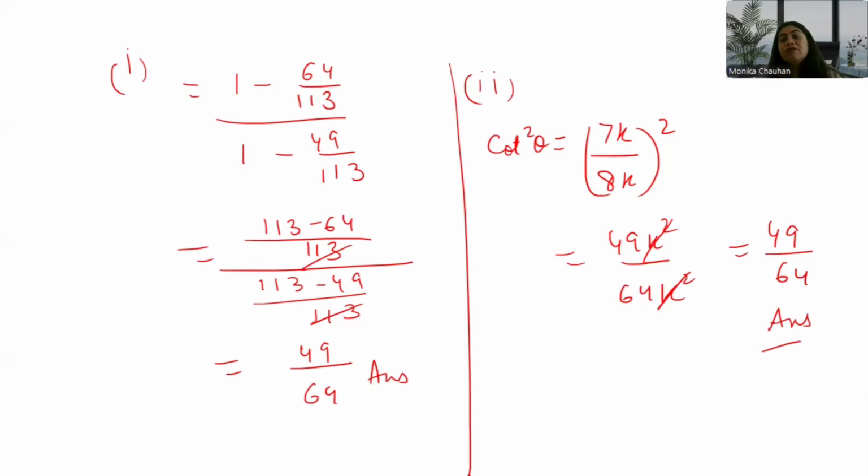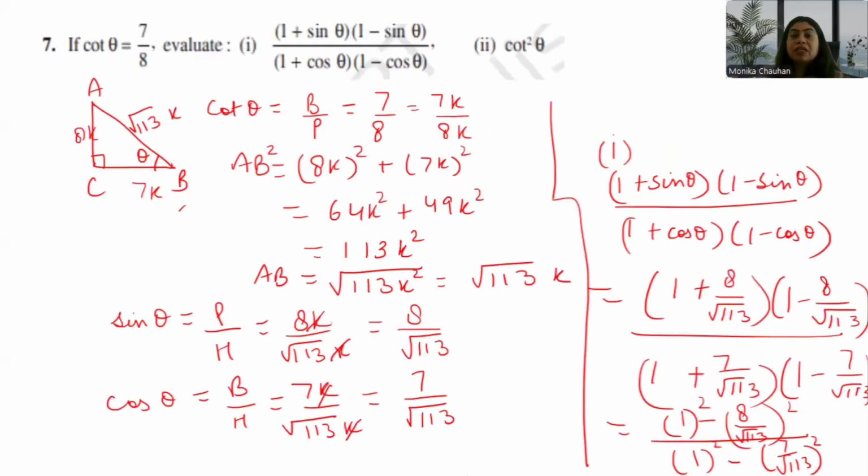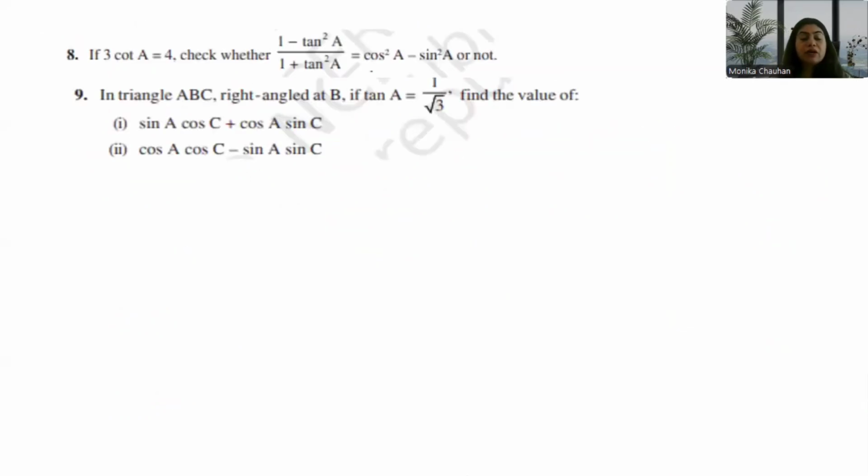What if they give you an equation that this particular part, 1 plus sine theta, 1 minus sine theta upon 1 plus cos theta, 1 minus cos theta is equal to cot square theta? In such cases, you should take the right side and left side separately and solve them. Probably you'll find that both the values are the same, and that's how you prove it. Now let's see question number 8. It is the same process as I have just done in question number 7. The same thing you have to do.